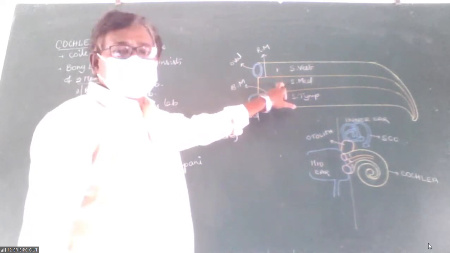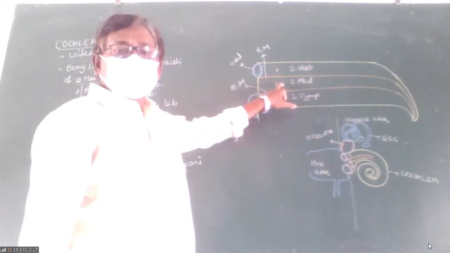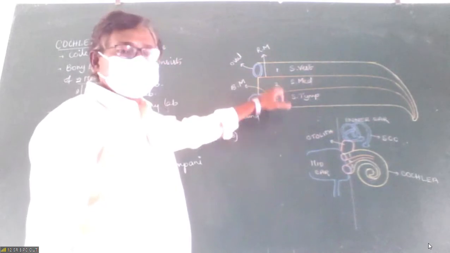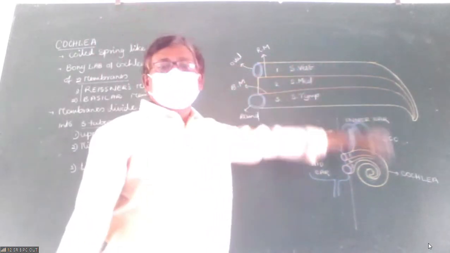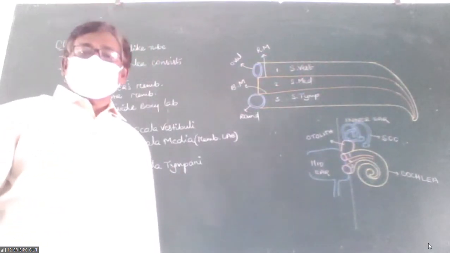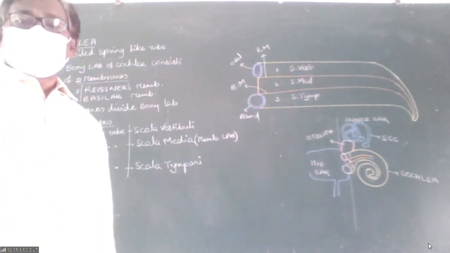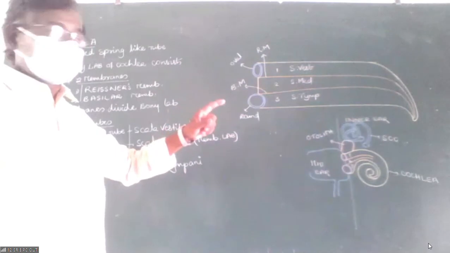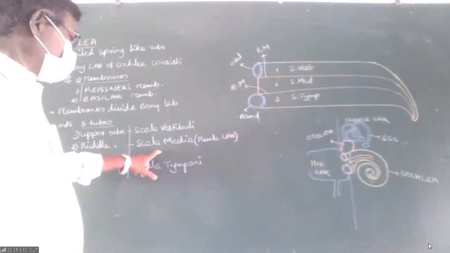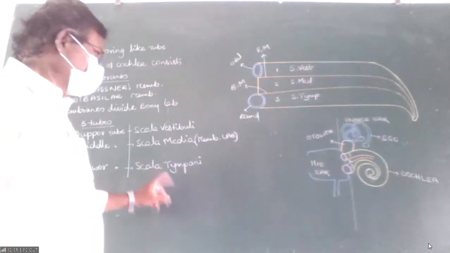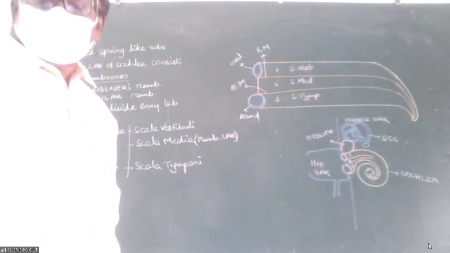How do you get that? Because the bony labyrinth is divided by two membranes. The two membranes divide the bony labyrinth, leaving a middle membranous labyrinth. That middle membranous labyrinth is called scala media. Again, what are the three? Upper one scala vestibuli, middle one scala media, and inner one scala tympani.